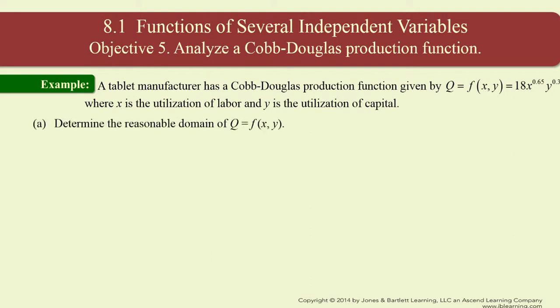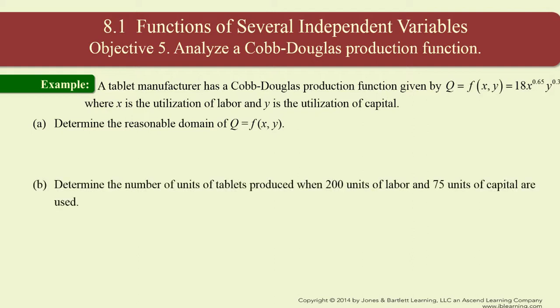So what are we going to do in this example? Part A, we're going to determine the reasonable domain of this Cobb-Douglas production function. And then in part B, we're going to determine the number of units of tablets that are produced when there are 200 units of labor and 75 units of capital being used. So you know the drill. Make sure you have this written down because I'm going to head off to the chalkboard to work through this example.